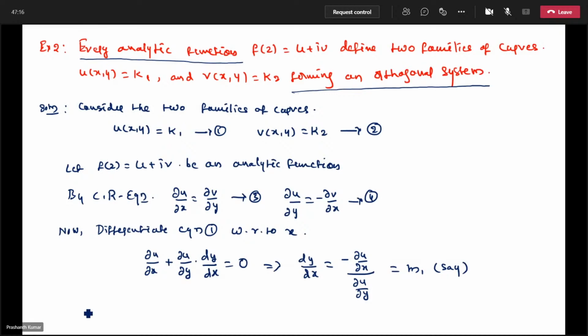Next, differentiate equation 2 with respect to x.